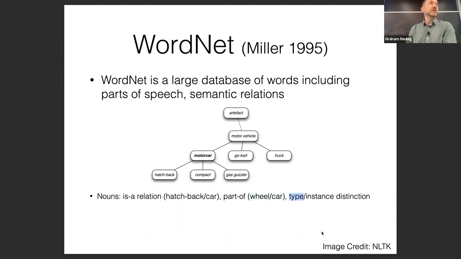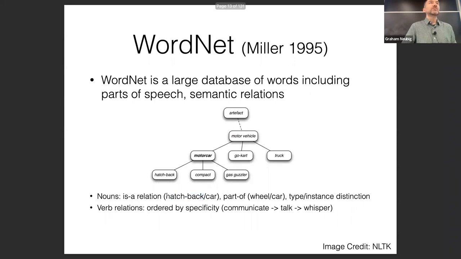And there's also a type and instance distinction, where a hatchback is a type of car, but my car is an instance of a car. Or Graham Neubig is an instance of a professor, for example. So it's whether there's one or whether there's many of them.